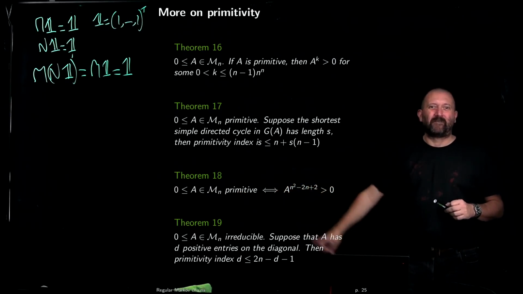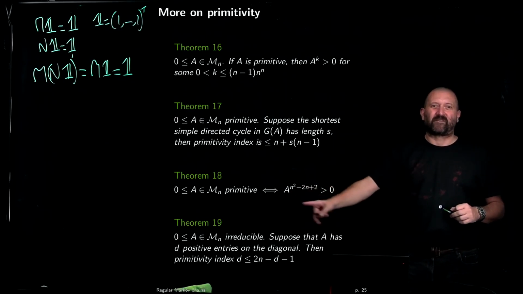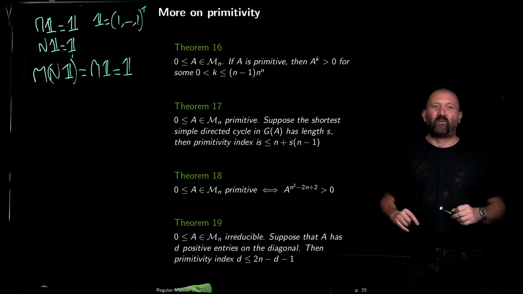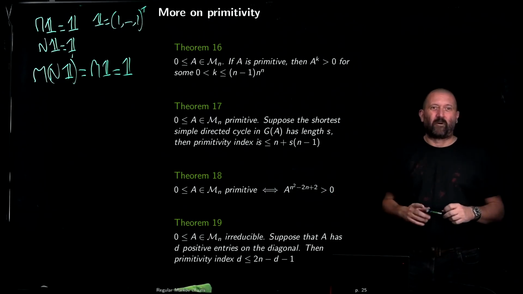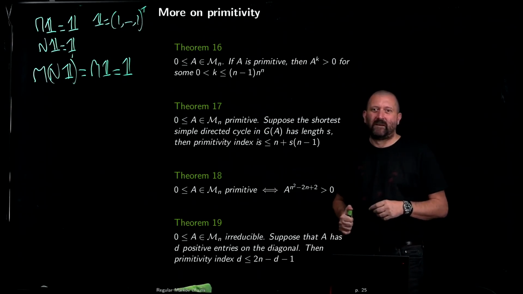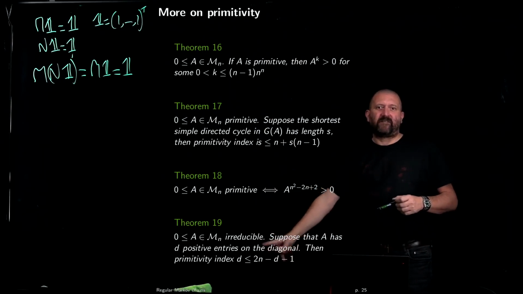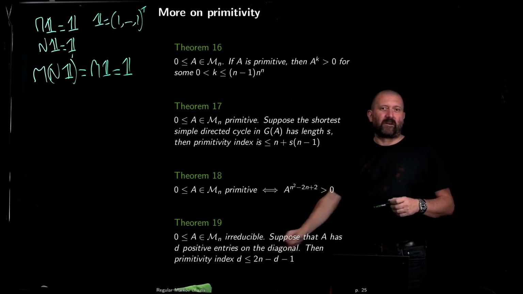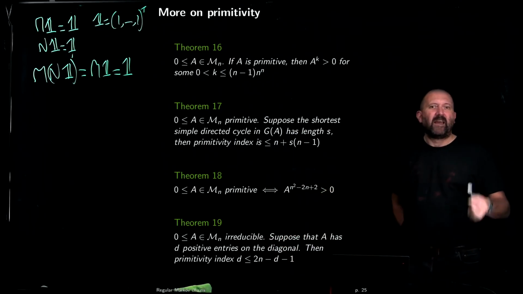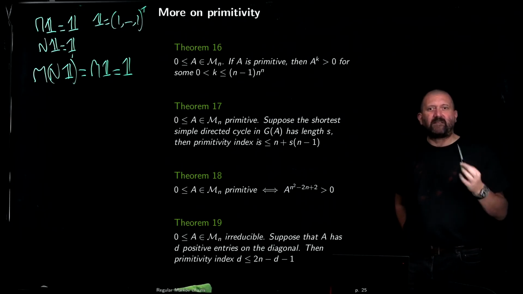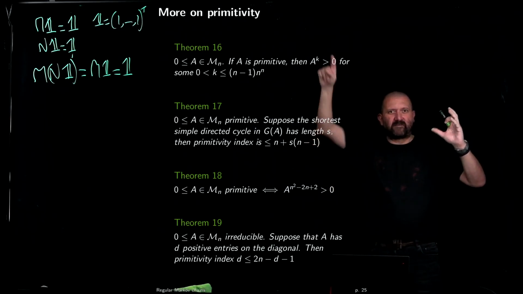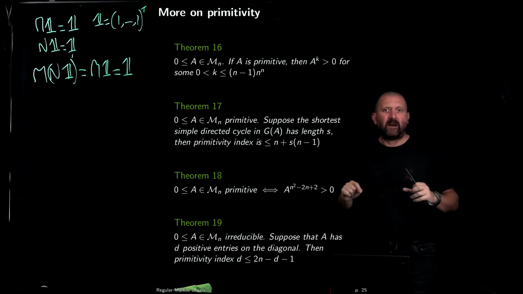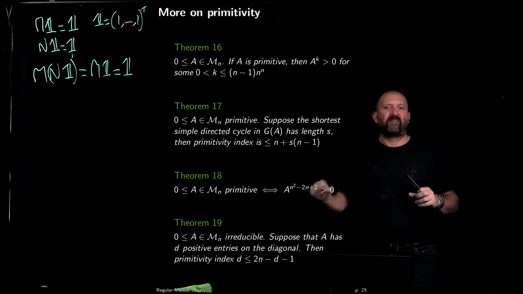This is better. This is another one that you can try. If you have a good algorithm for raising powers of a matrix, you can just check whether this matrix is positive or not. If it is not positive, then you know that the matrix is not primitive. And this, again, takes us to what I was just talking about. If we have an irreducible n by n matrix and d of the entries on the main diagonal are positive, then the primitivity index is less than 2n minus d minus 1.